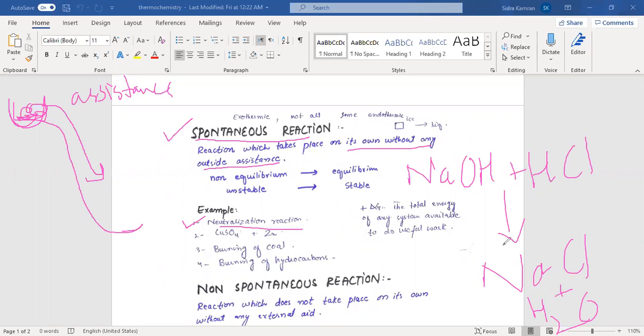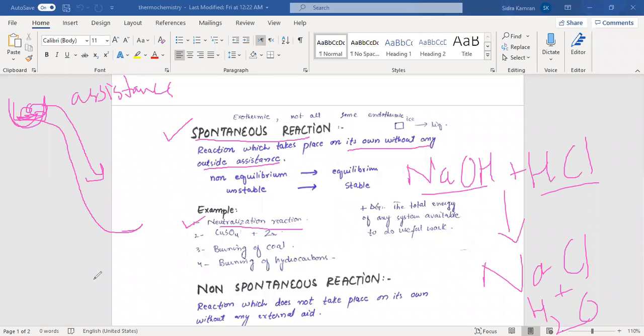When in a system there is a base and an acid, they do not need any external assistance to take place. If you put an acid and a base in a beaker, they quickly react and make salt and water. So in a neutralization reaction, no external energy, no external force, no external assistance is required.